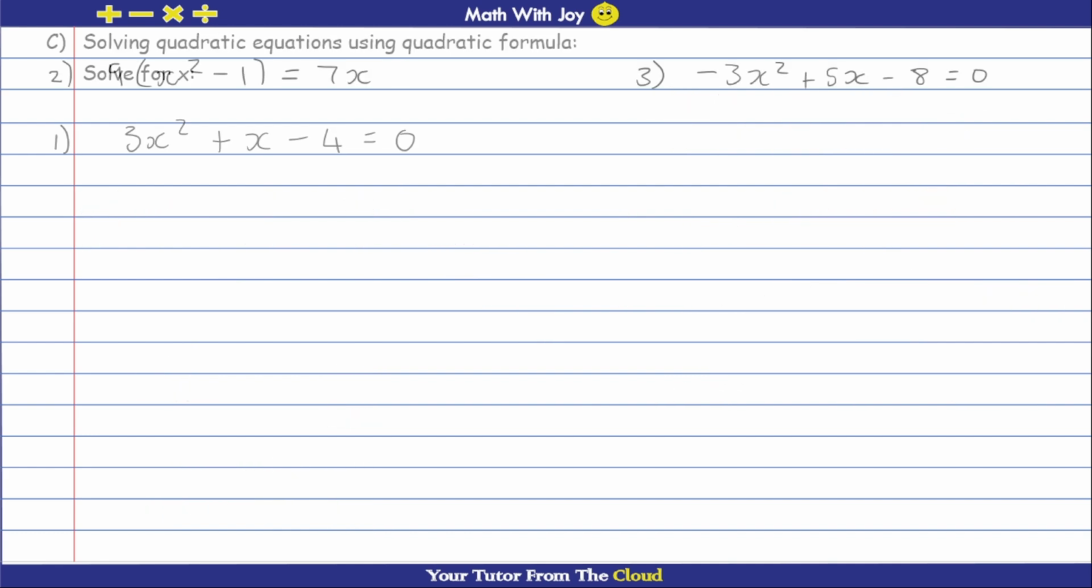But whenever a sum is not factorizable, if you cannot factorize it, then you use the quadratic formula. Let's practice a few more questions.